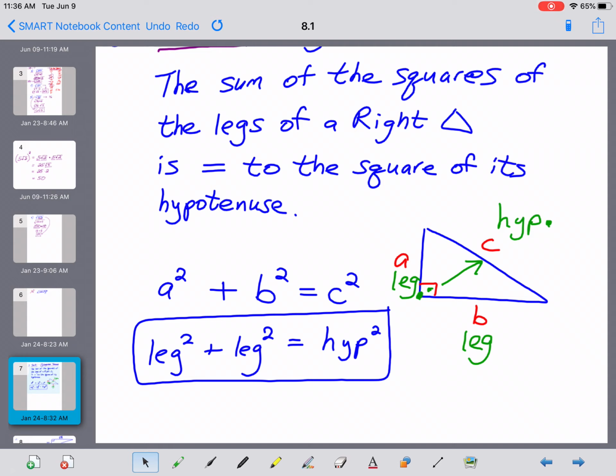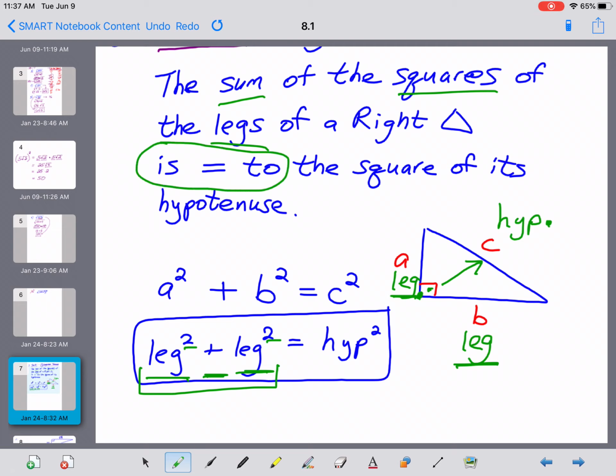Okay, so back to the wording here of this theorem. It says that the sum, which tells us we're going to be doing some adding, of the squares, which means we're going to be doing some squaring, of the legs of a right triangle. So we're going to take one of our legs and square it. That's where we get this leg squared from, plus the other leg here, and we square that. So that right there, this expression from here to here, is the sum of the squares of the legs of a right triangle. Is equal to is an important phrase.